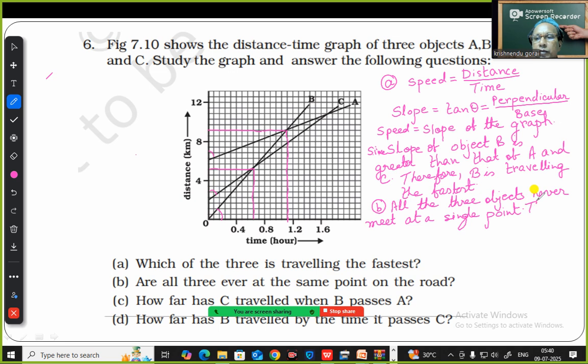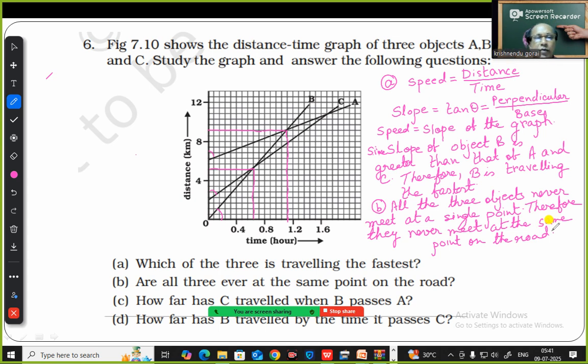Therefore, they never meet at the same point on the road. Okay, this is question B.